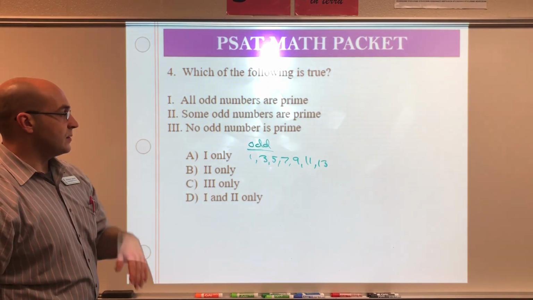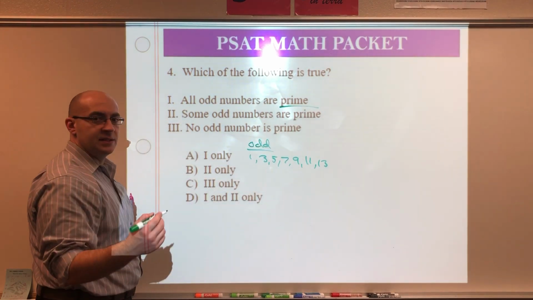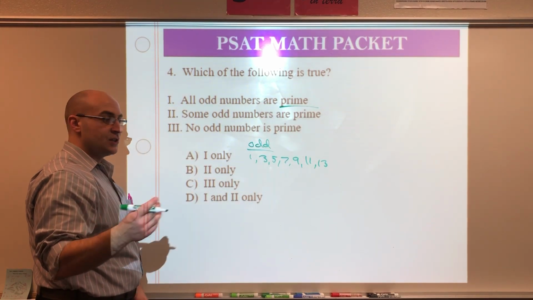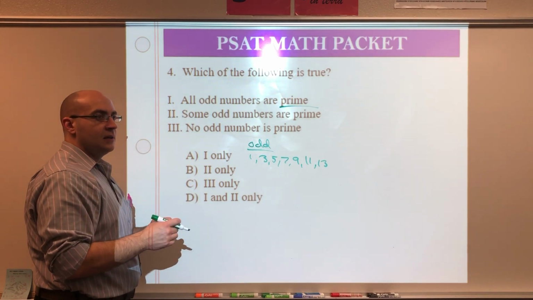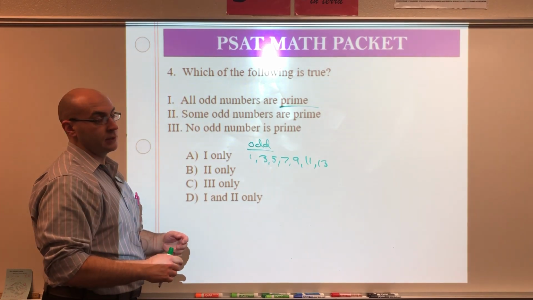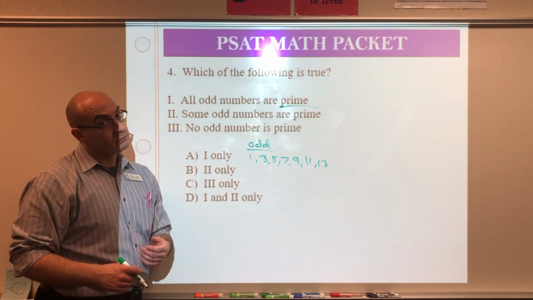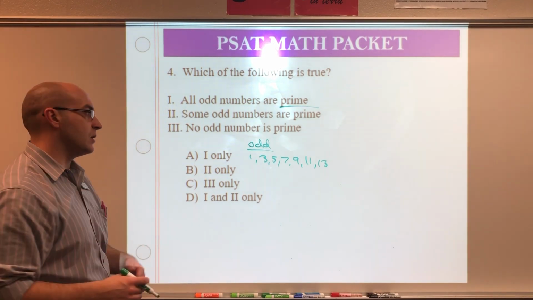Well, they're all odd numbers, so that's good. What does prime mean? Well, prime means that it's a number that's divisible by itself and 1. So there are no other factors. There are no other multiples that I could put into that number. Like 10, for example. 1 times 10, 2 times 5, not prime. 3, prime. 1 times 3. There are no other whole number factors that go into that.